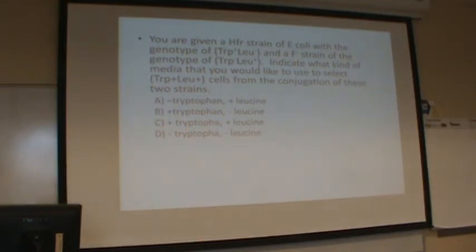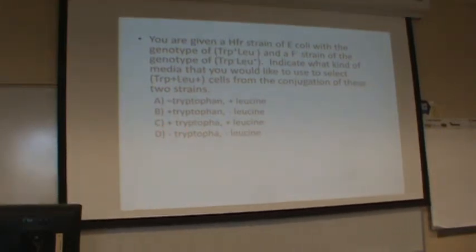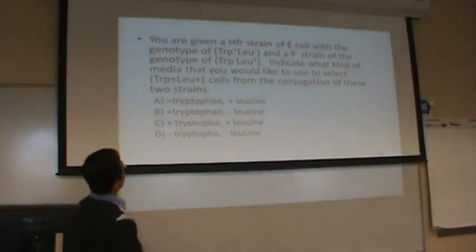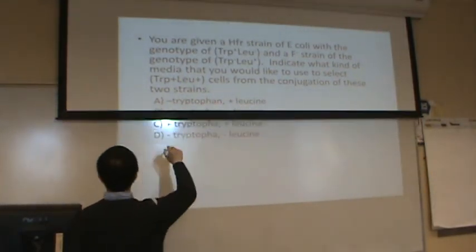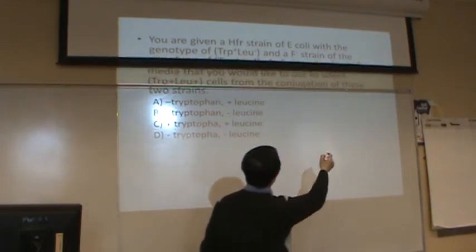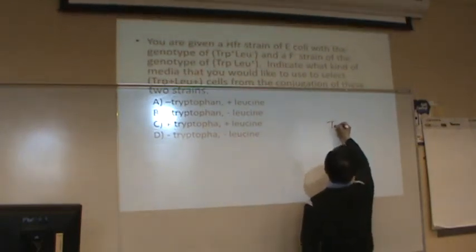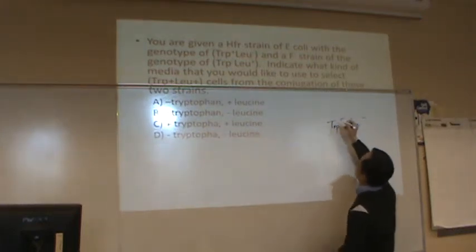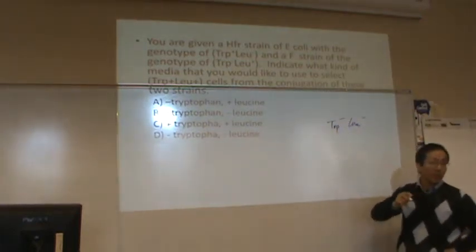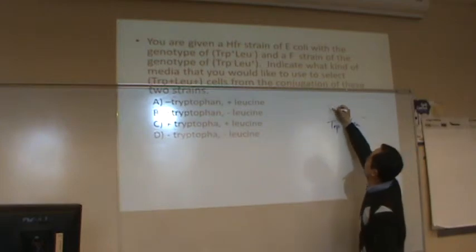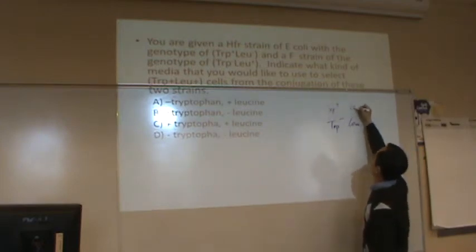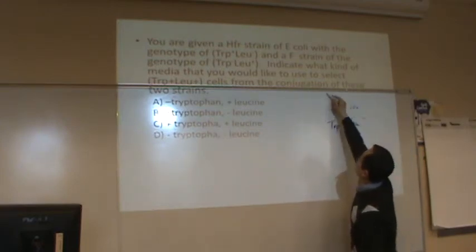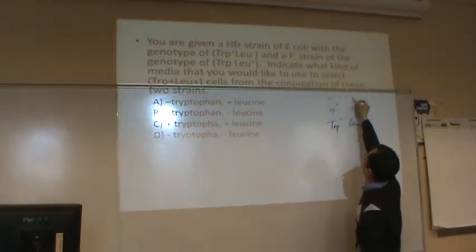Okay. If you use C, this time I'm going to select for tryptophan minus and leucine minus. So, how many strains do I have? I have tryptophan plus and leucine minus. I also have tryptophan minus and leucine minus. Right.